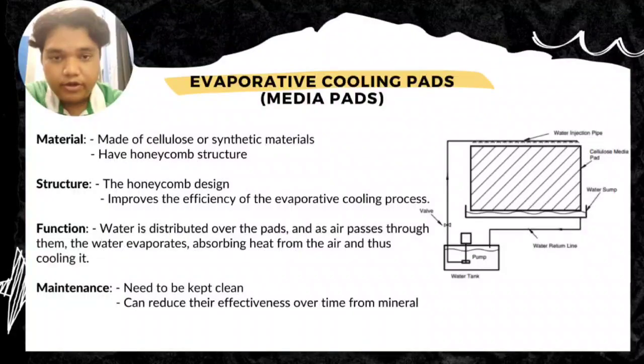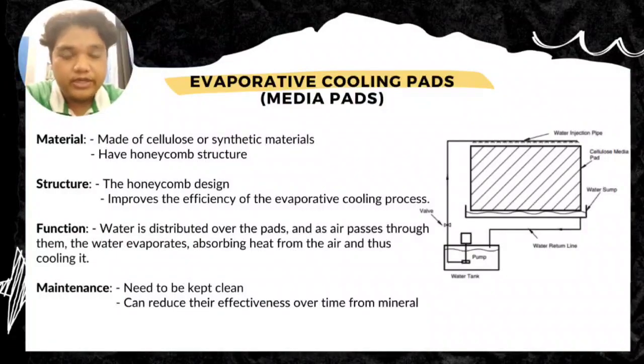The evaporative cooling pad, which is the media pad, is made up of cellulose or synthetic material and has a honeycomb structure. The honeycomb design improves the efficiency of the evaporative cooling process. The function of this media pad is that water is distributed over the pad, and as air passes through it, the water evaporates, absorbing heat from the air and thus cooling it.